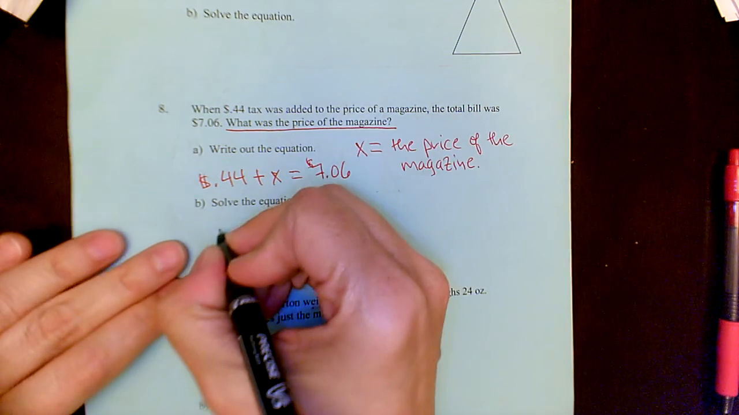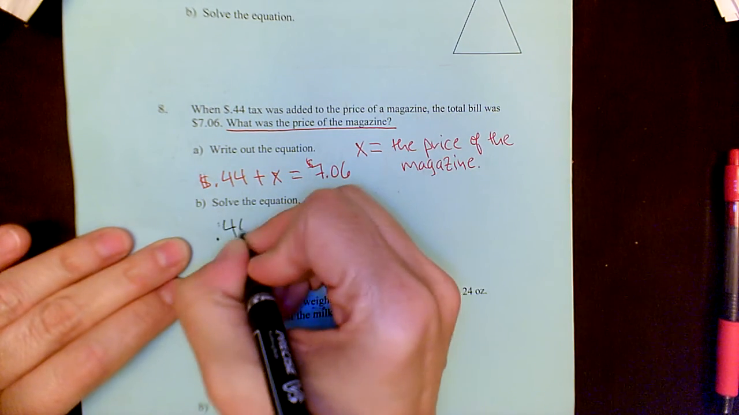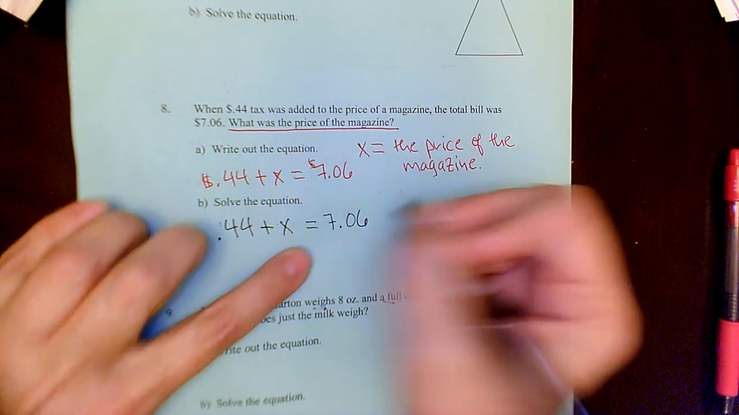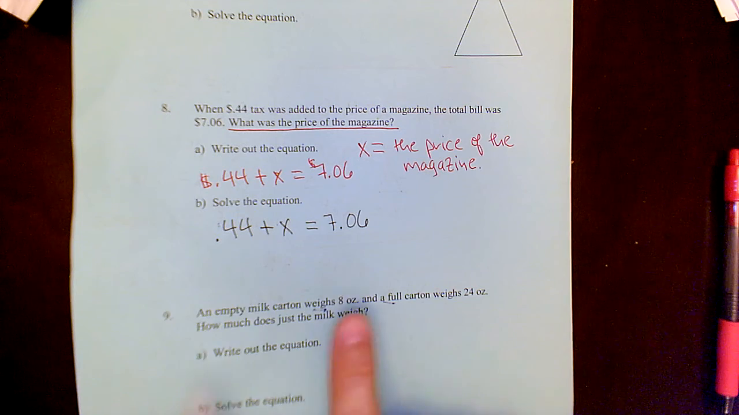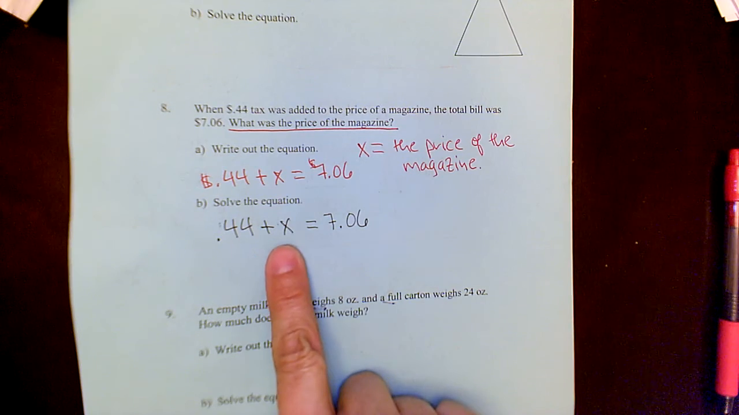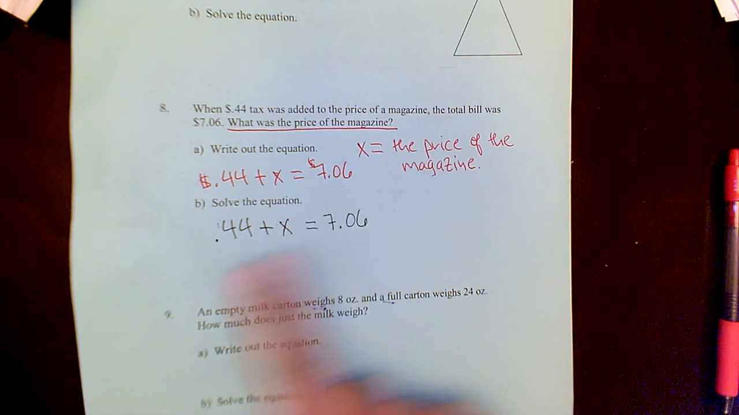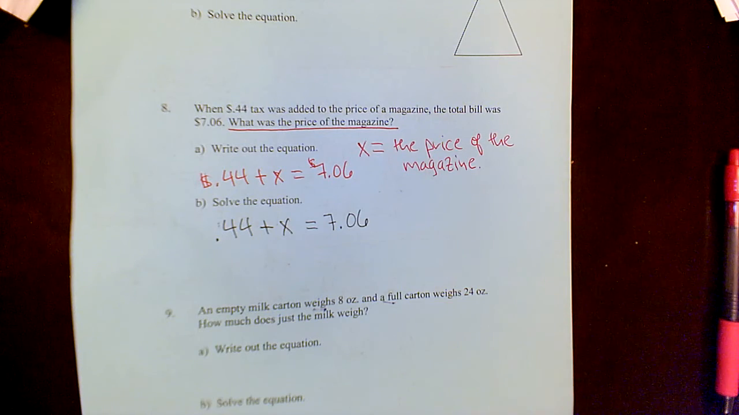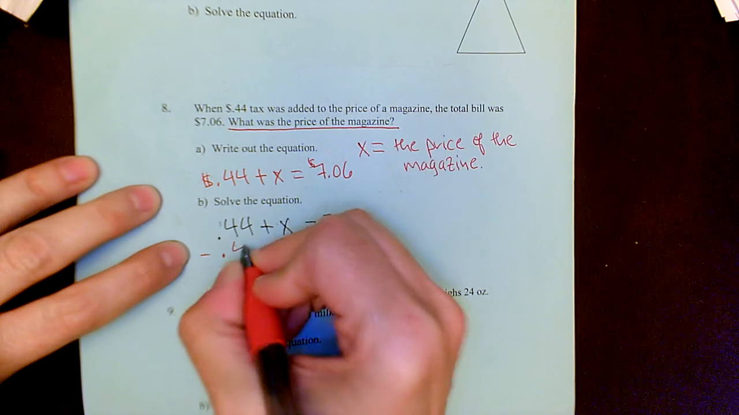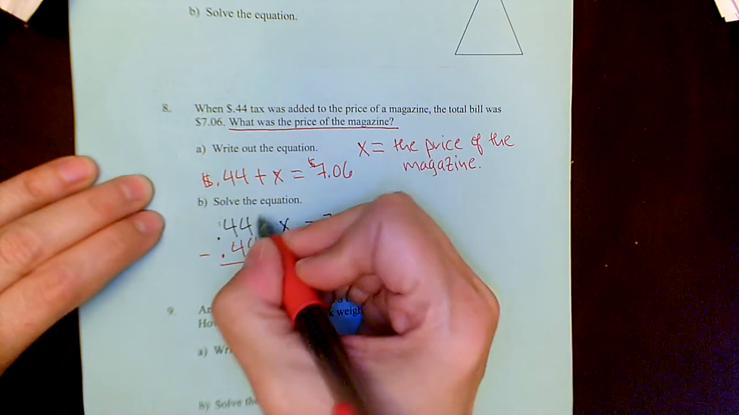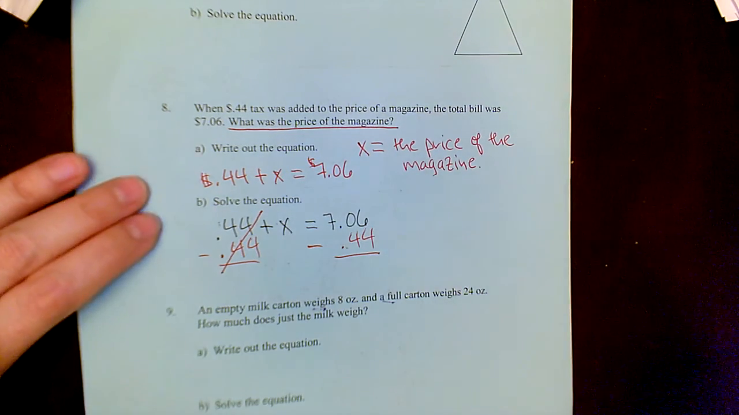Okay, I'm going to rewrite that for more room. I want to solve that. So looking at the left-hand side, what can I do first? Well, the X's alone on this side. I've got my decimal or my numbers over here. So can I get rid of the 0.44? I can subtract 0.44 from both sides. And the 0.44 or 44 cents goes.